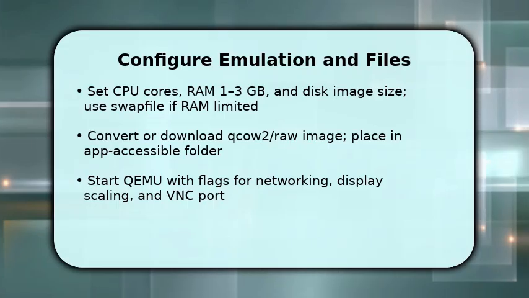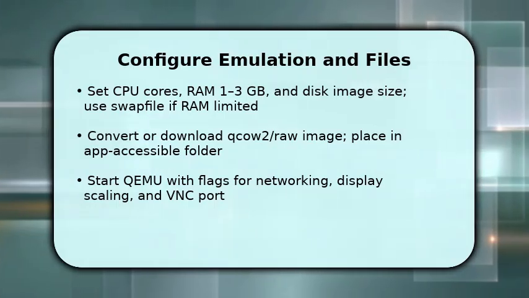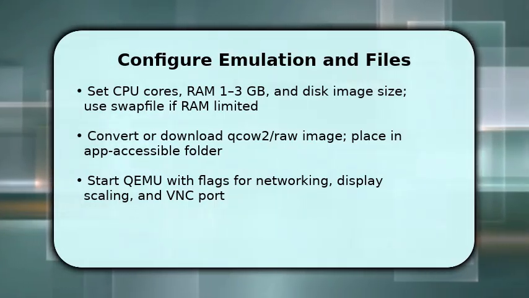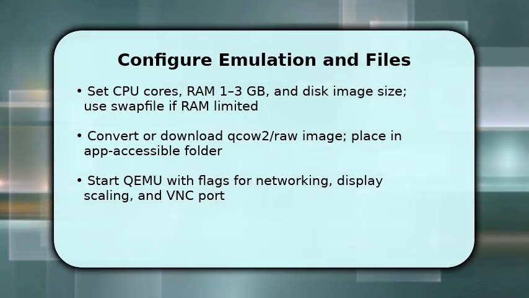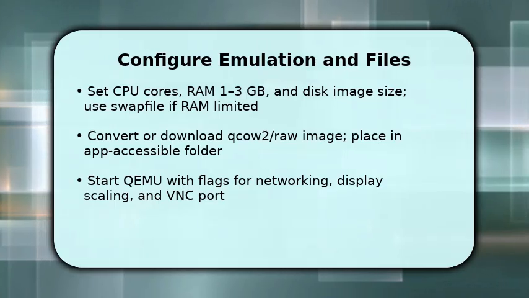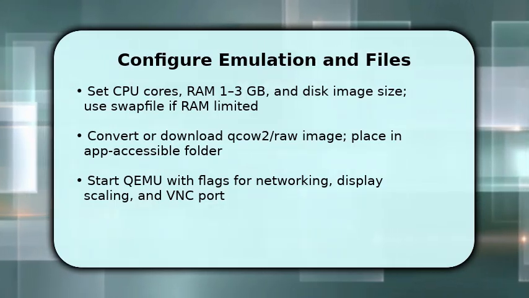You now configure emulation. Allocate 1 to 3 GB RAM and select CPU cores based on your device. Use a swap file if you have low memory. Convert or download a QCOW2 or raw Windows image and move it into the app-accessible directory.